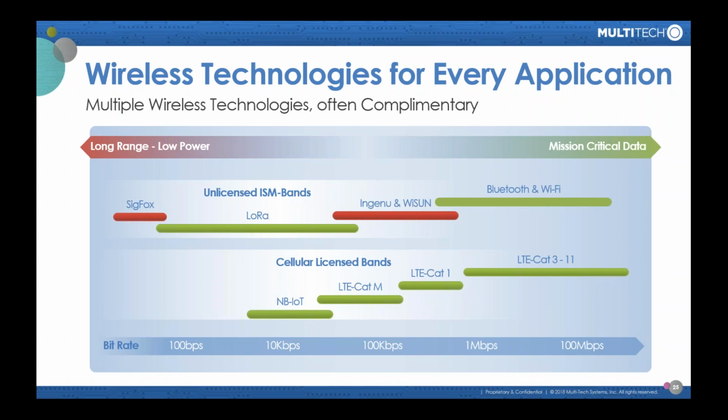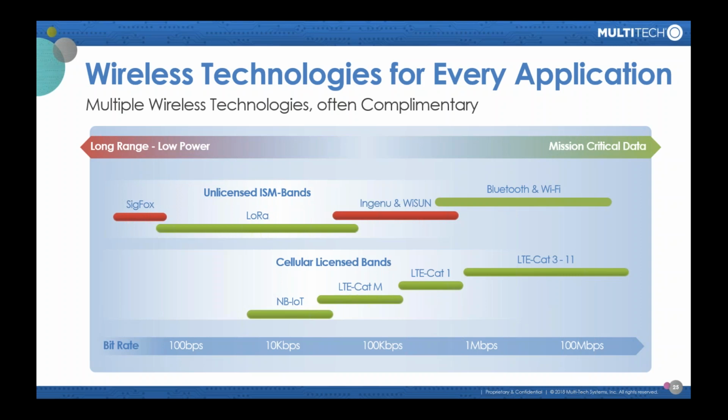What I said before was I believe that many technologies are complementary, and they're complementary between licensed and unlicensed because of the pain points that they address, which my next slide will go into. But also, there is no silver bullet for technologies to solve every single IoT use case. And that's really pointed out on the very top of the slide, where you've got long range and low power to the left in the red, and then you've got mission critical data on the right.